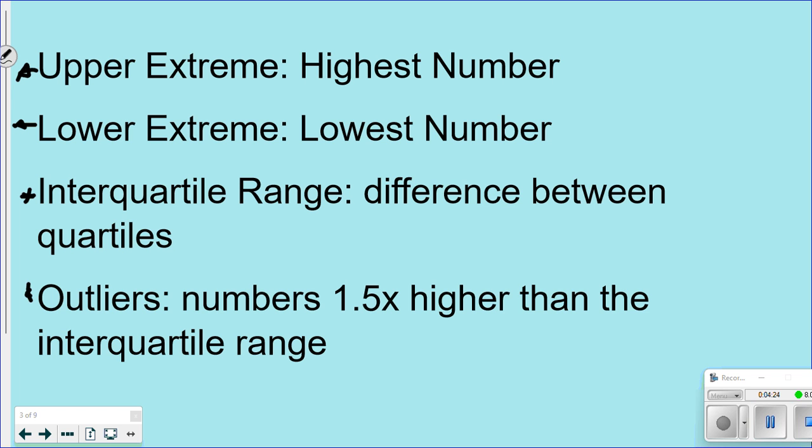So the upper extreme is the highest number in the data, and the lower extreme is the lowest number in the data. So don't worry about the other two on the bottom. We're only going to worry about the top two.